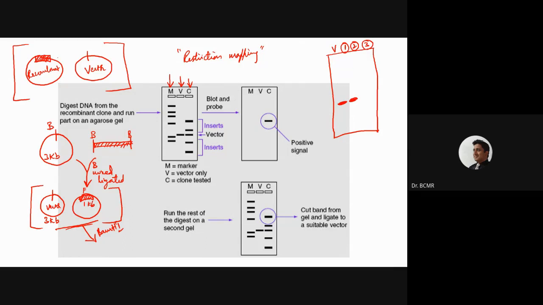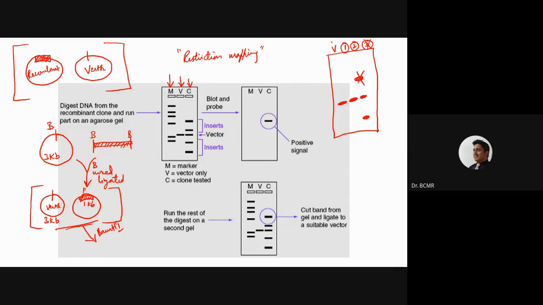Oh, sorry, I made a mistake. I assume, don't count that. What can we say now? Just forget about this. We have 3 lanes.